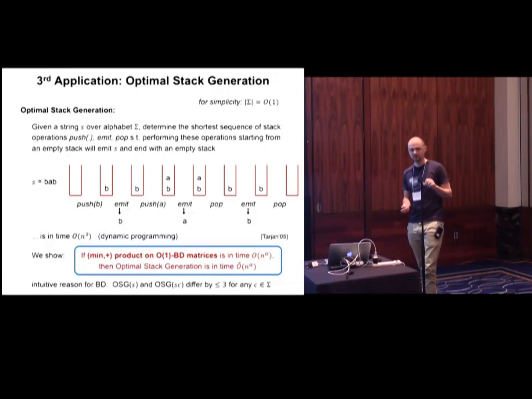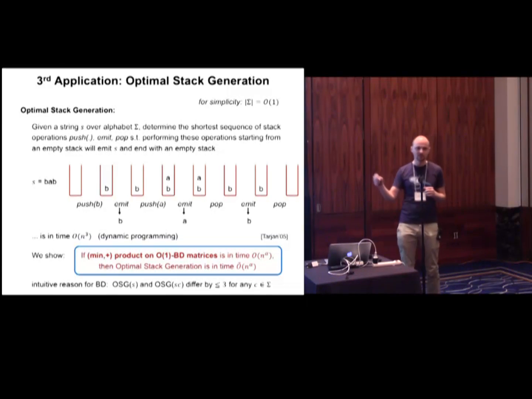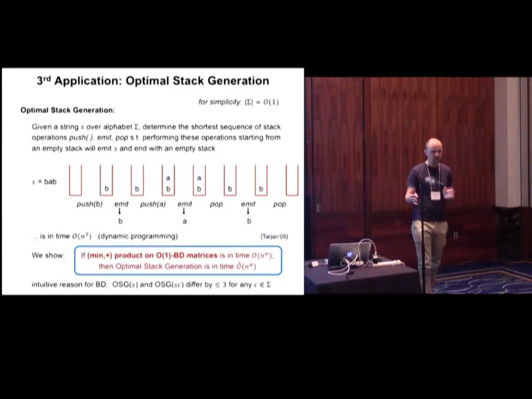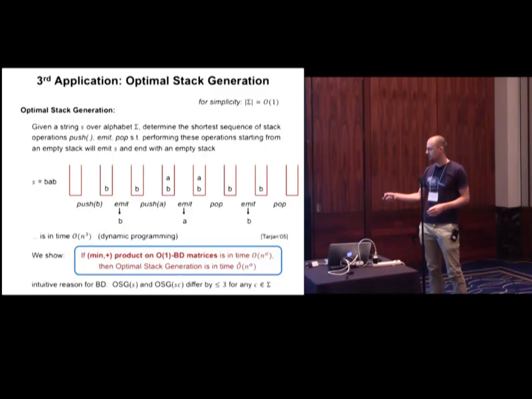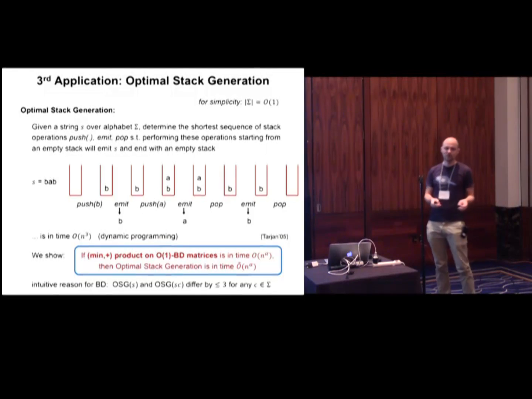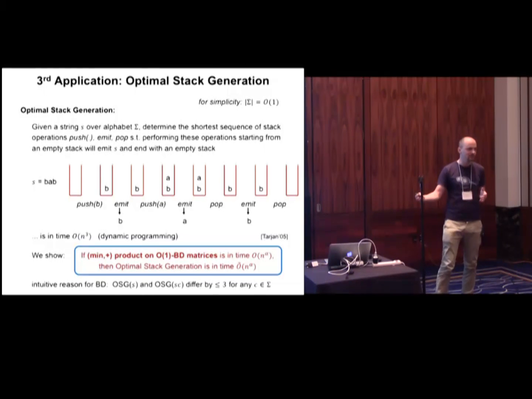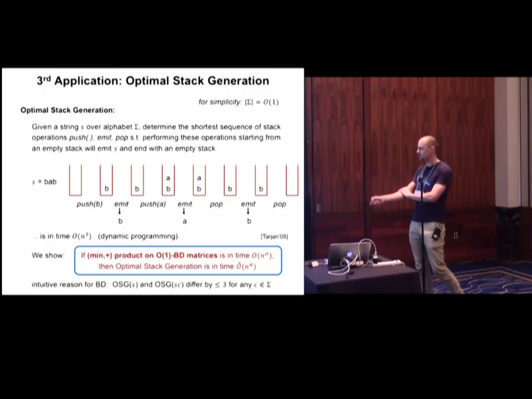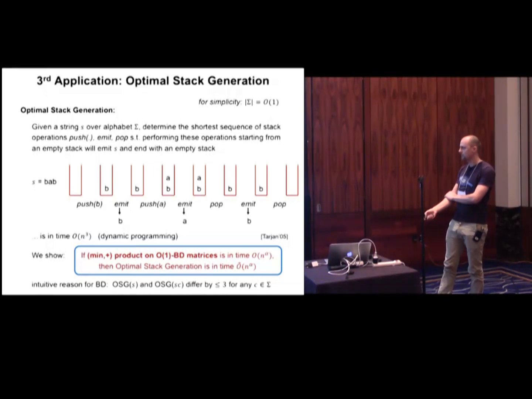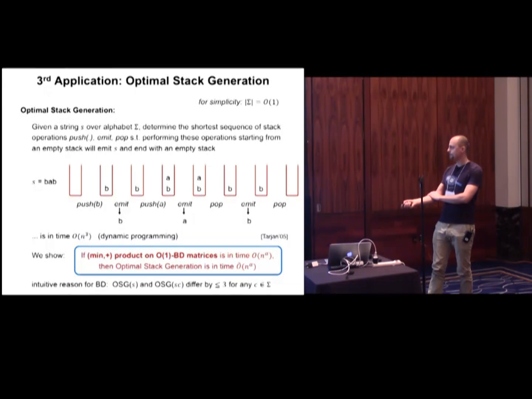Because whenever you have a sequence generating s, you can append a sequence of length 3, namely push c, emit, and pop. Then you will generate s, and then write another symbol c. So the cost will go up by at most 3. And the other way around, if you have a sequence generating sc, you can just delete the emit operation that would generate c. So you get a good sequence for string s. So again, there is something with bounded differences.